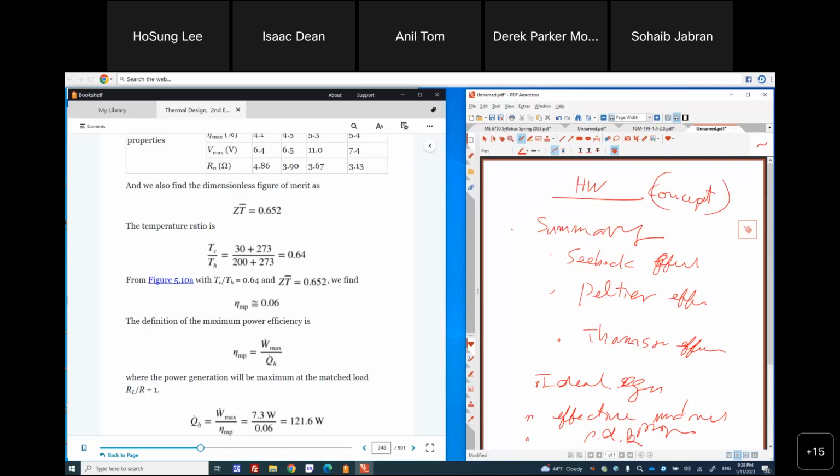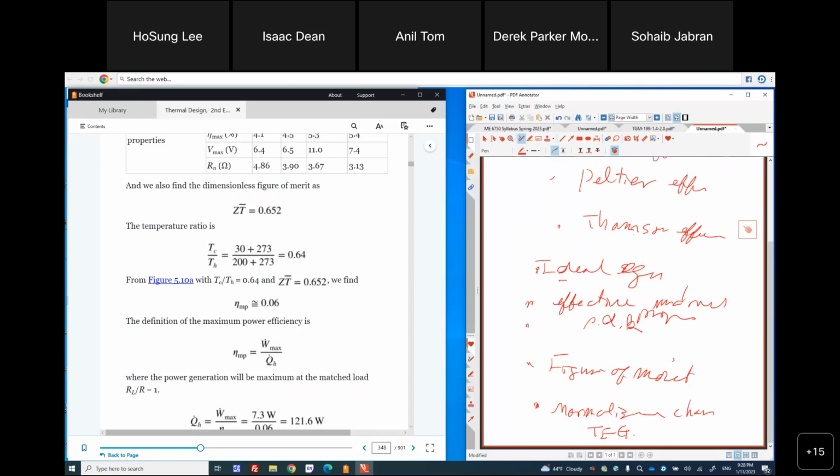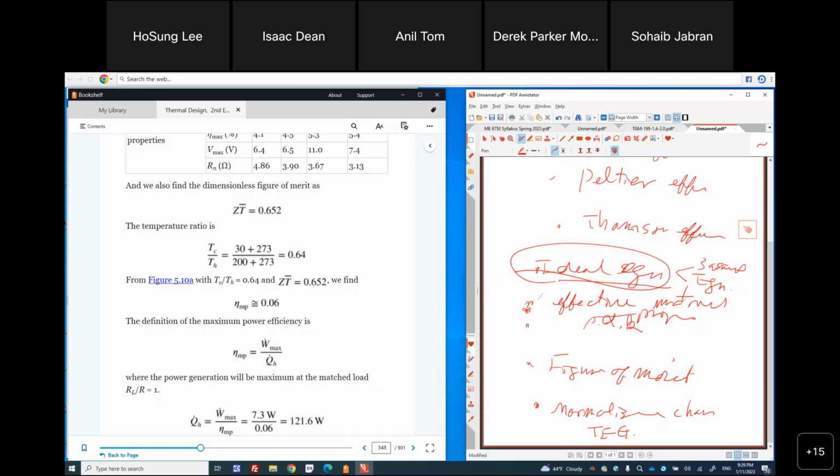What's the one after ideal equations? I think you have to look at the textbook. It's a three-assumption and the equation. I think you can find it. What does it say after that, below that, Professor? Effective material property. Thank you.